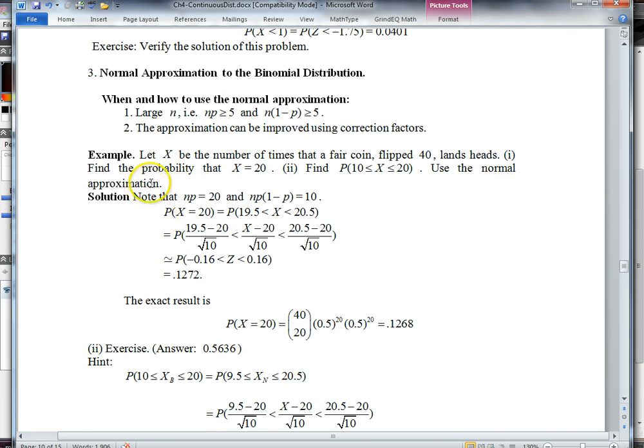So let's look at this. Let X be the number of times a fair coin flipped 40 times lands heads. A fair coin means the probability of heads is 0.5. I want to find the probability that X equals 20, and for the second part, the probability that X is between 10 and 20, using the normal approximation. First we check: np is 20, and n times (1 minus p) is 20, so this condition is satisfied. np times (1 minus p) is 10, so that's my variance. My mean is 20 and my variance is 10, so my standard deviation is square root of 10.